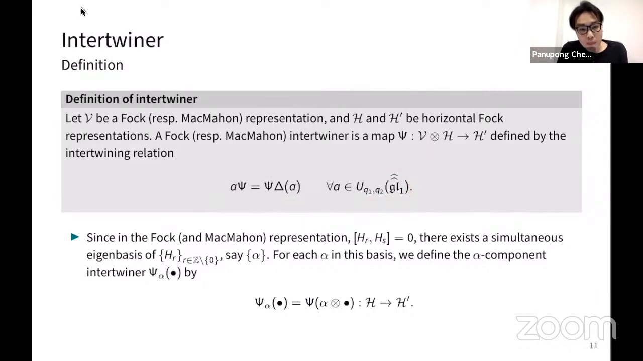Because we know that in the Fock and MacMahon representations, the generators HR and HS commute, their axes are a simultaneous eigenbasis of this operator. So I denote it by the set alpha. For the Fock representation, this alpha is just the set of partitions, and in the case of the MacMahon representation, this set of alpha is just the set of plane partitions. For each element of this set, I define the alpha-component intertwiner to be this. I mean, just fix the element of V to be alpha. So this is called the intertwiner.